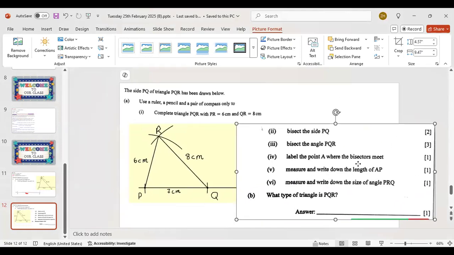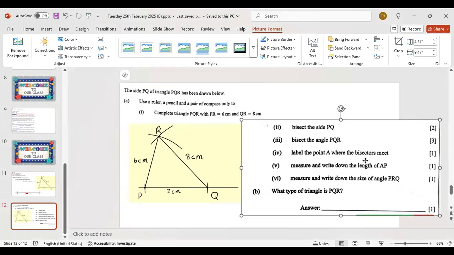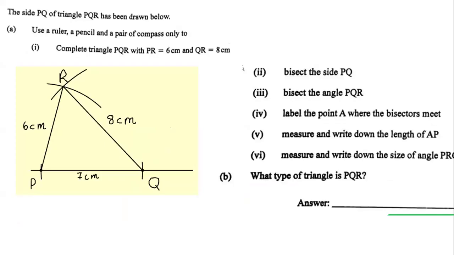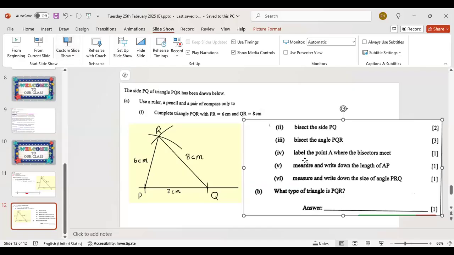Go ahead, Antoine, read the things that they want us to do to this particular triangle. Bisect the side PQ. Bisect the angle PQR.